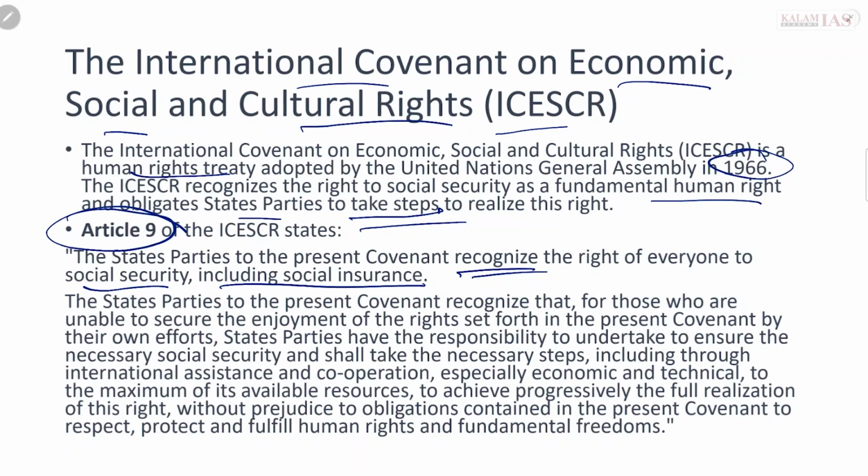The state parties to the present convention recognize that for those who are unable to secure the enjoyment of the rights set forth in the present covenant by their own efforts, state parties have the responsibility to undertake to ensure the necessary social security and shall take necessary steps, including through international assistance and cooperation, especially economic and technical, to the maximum of its available resources to achieve progressively the full realization of this right without prejudice to obligations contained in the present covenant to respect, protect, and fulfill human rights and fundamental freedoms.